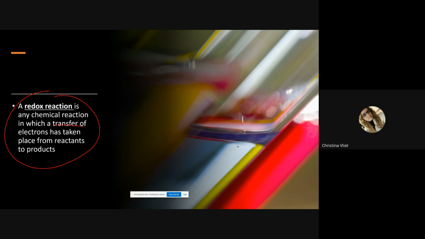Where transfer of electrons takes place. Where have we heard of transfer of electrons before? We've definitely heard that. Something we talked about a lot in Unit 3. When we form ionic compounds, one element loses electrons and another one gains electrons. That's where we've heard transfer of electrons before. So although not always involving ionic compounds, it will often involve ionic compounds.